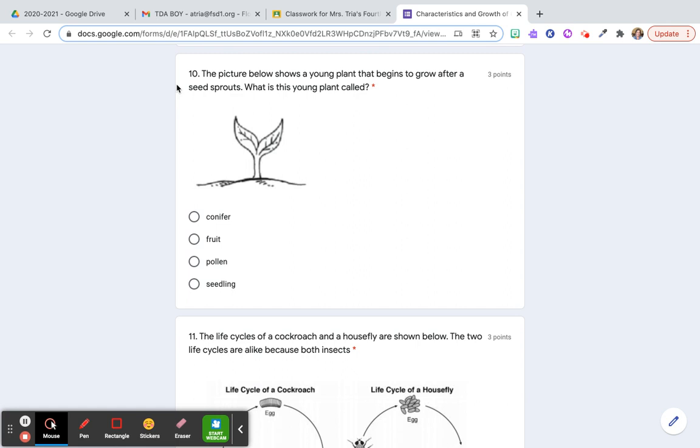Number 10, the picture below shows a young plant that begins to grow after a seed sprouts. What is this young plant called? Conifer, fruit, pollen, or seedling?